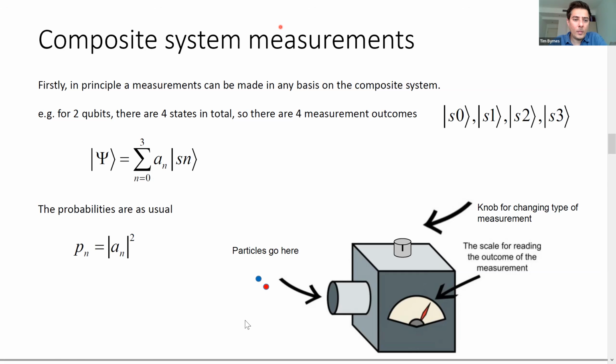What you've already learned carries over pretty much for this composite system case. The main thing you always have to realize is that when you bring together these two systems, you're always going to be measuring in this larger Hilbert space, right? So for example, for two qubits, you're going to have 4 states in total. And so that means there are going to be 4 measurement outcomes, right?